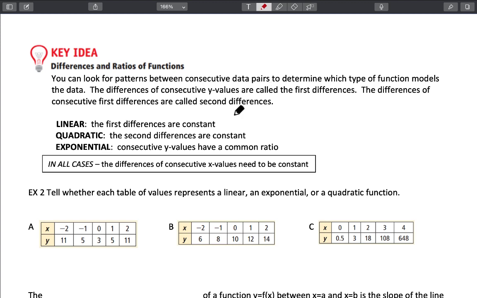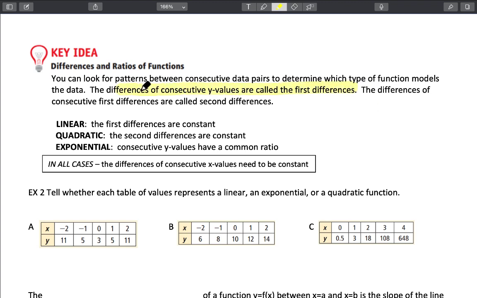All right, going over to page 2, we've got another way to determine, based on the data, what model is best to represent that data. So take a second to read through this here. This is called the differences and ratios of functions. You can look for patterns between consecutive data points to determine which type of function models that data. The differences of consecutive y values are called the first differences.